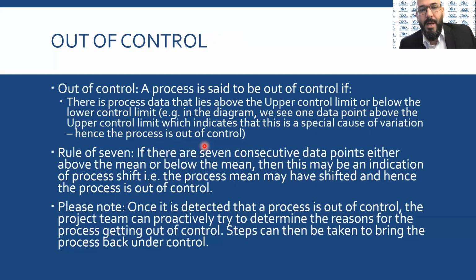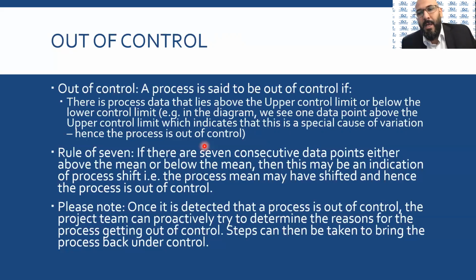Also, we look at another way to check if the process is out of control or not by looking into the rule of seven. If there are seven consecutive data points either above the mean or below the mean, then that may be an indication that the process is shifting. So if you have seven points above the average or below the average, this could indicate that there will be a shift in the process.